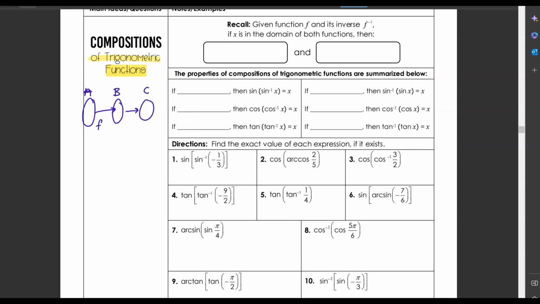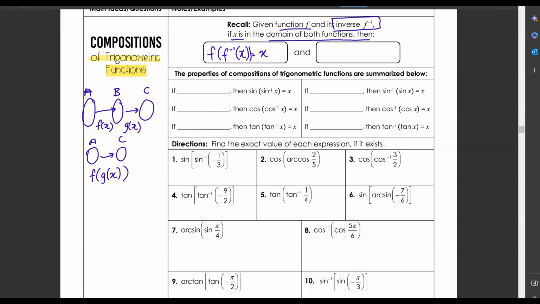So our function f of x takes us from A to B. Our function g of x takes us from B to C. So how do we go from our domain A to our domain C? We arrive by the composition of these functions. If you remember this from algebra, that's what's happening here. We have a composition of functions. Given a function f and its inverse, f inverse, if x is in the domain of both functions, then we know that f composed with its inverse is going to equal x.